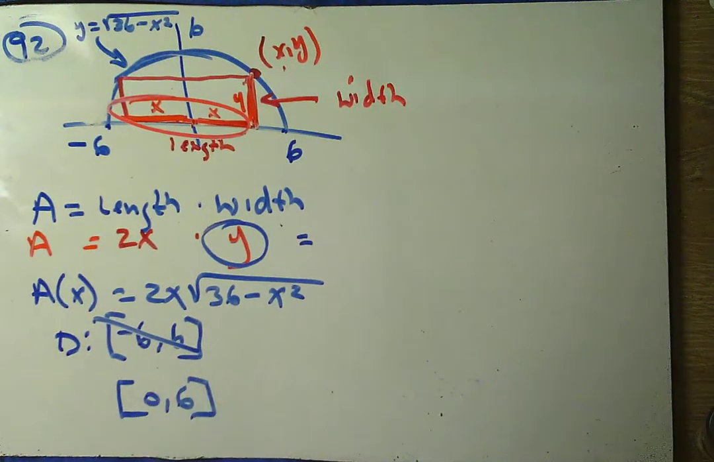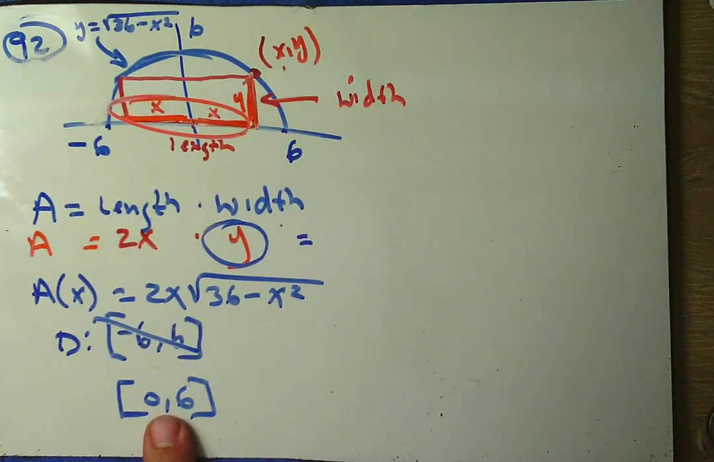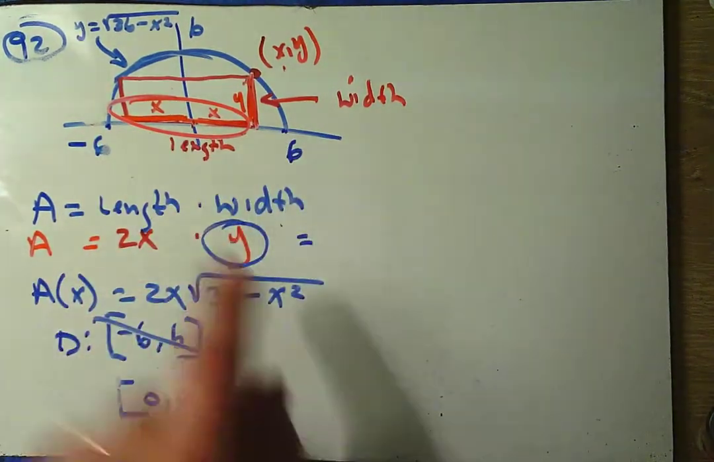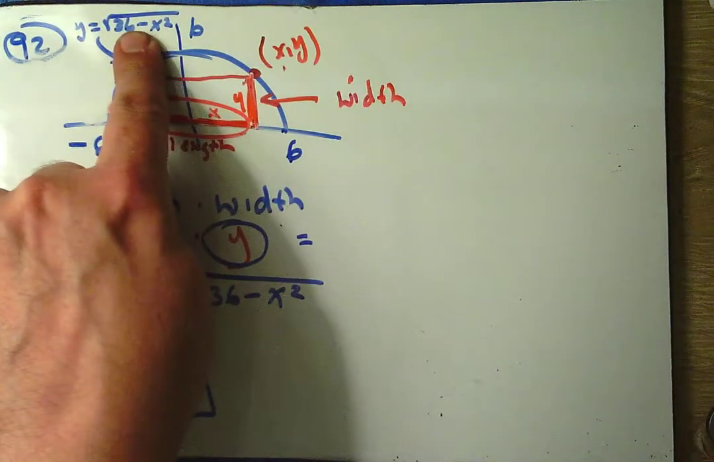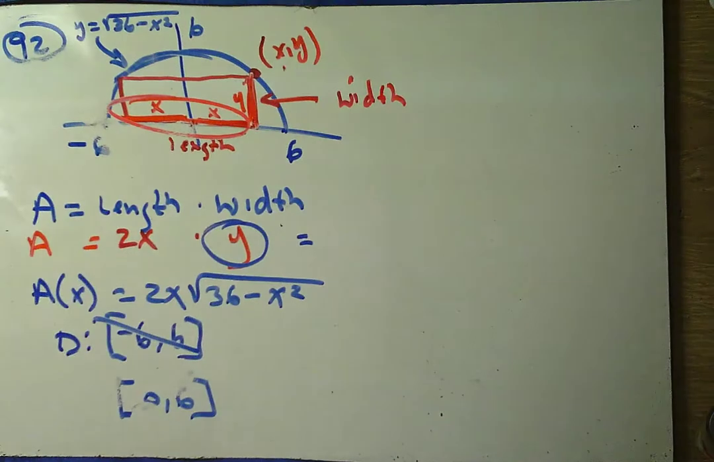So either of these would be fine on a test or quiz that we see. All right, well, that's all we had to do, come up with area as a function of x and talk about its domain. Why negative 6 to 6? Negative 6 to 6, that's the domain of this semicircle. Why 0 to 6? Because no negative x values allowed. So I went from 0 to 6.